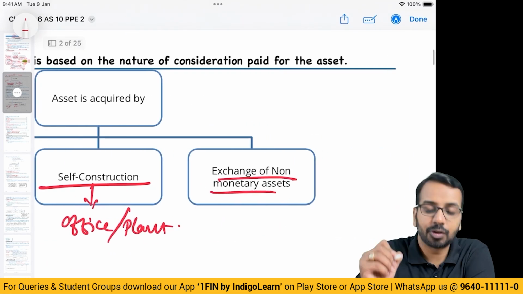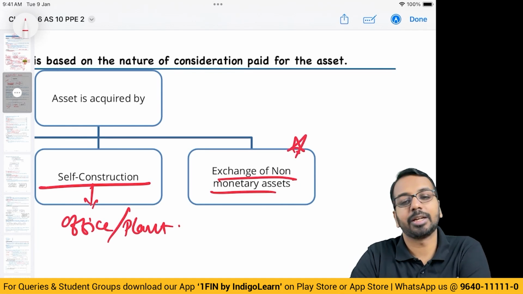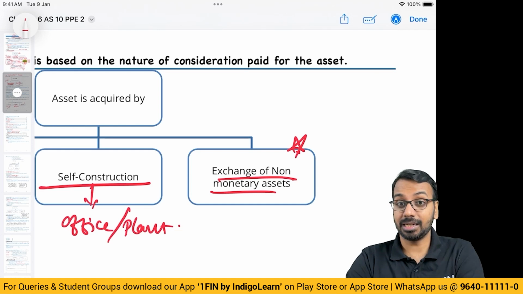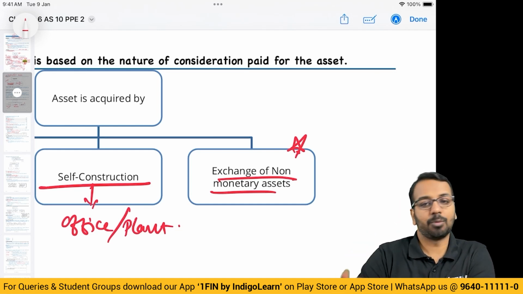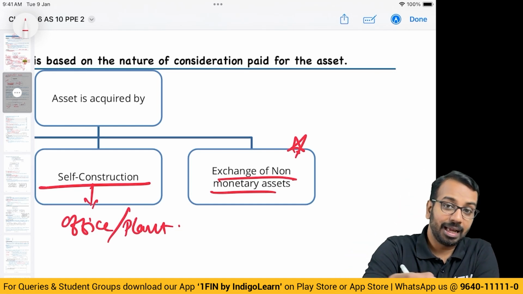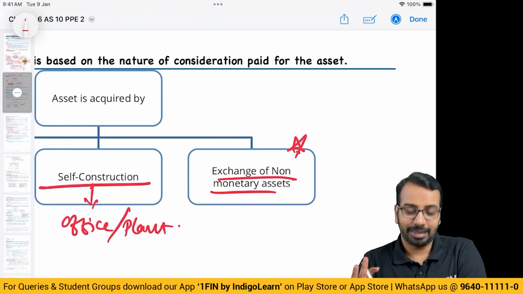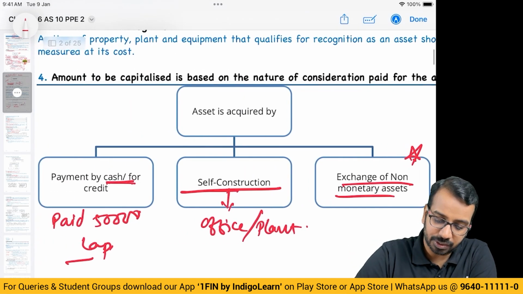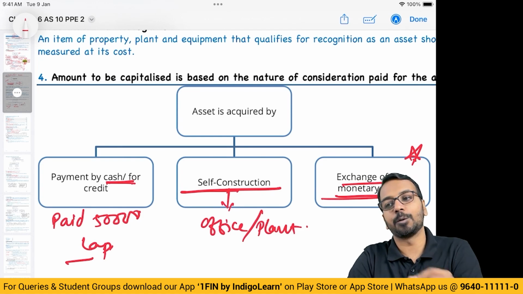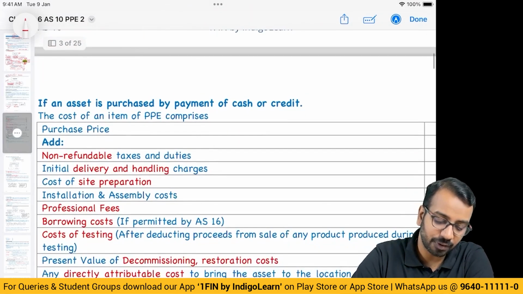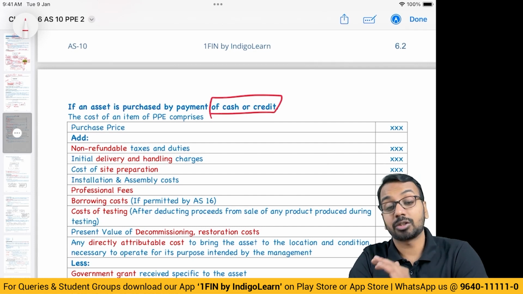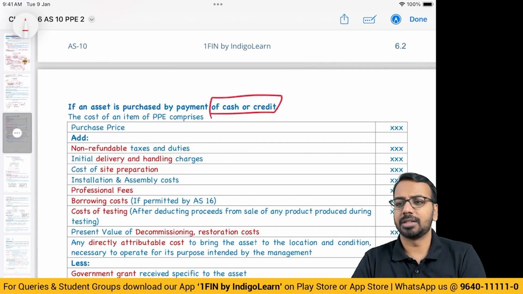Or exchange of non-monetary assets. This is again important. What is this exchange of non-monetary asset? I have given another asset and I have acquired property, plant and equipment. Okay, so three categories are possible: purchase, self-construction and exchange of non-monetary items. Now, as far as purchase either by cash or on credit terms are concerned, it is very simple.